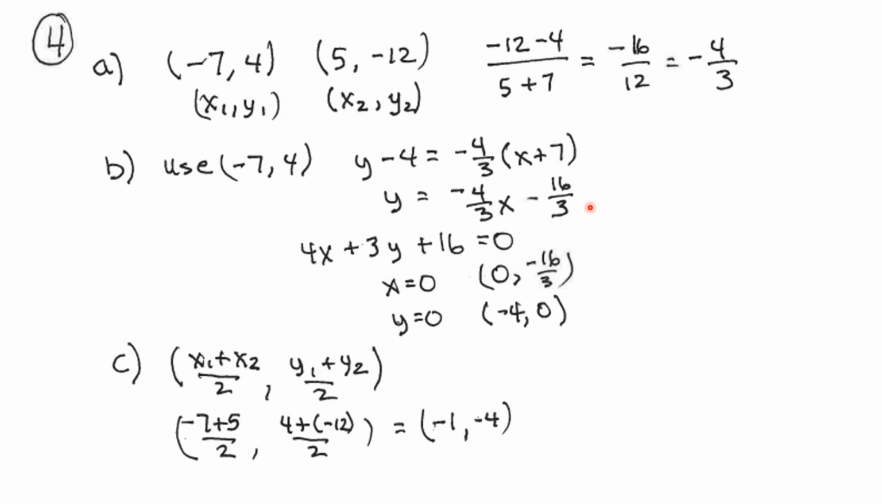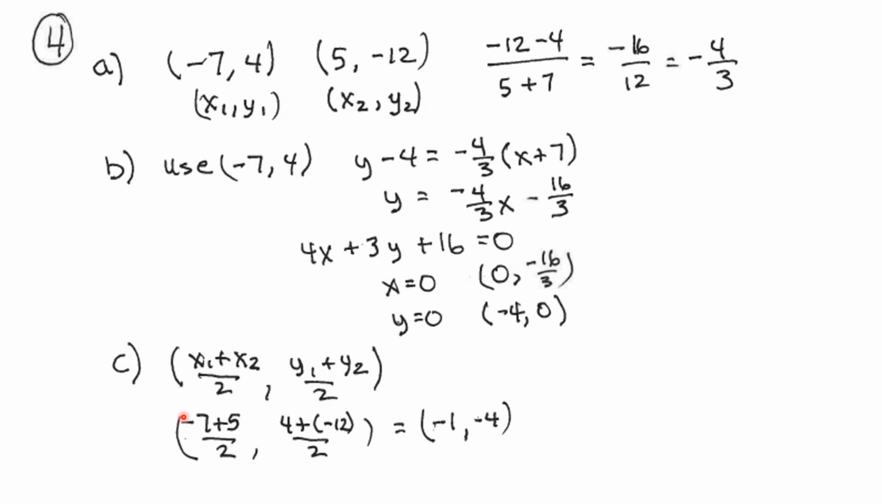And we could simplify this in several ways. Here it is in the slope-intercept form, and here it is in a different form. This form is particularly useful for finding the intercepts. If I set x equals 0, I get y is minus 16 over 3. If y is equal to 0, I find that x is minus 4.